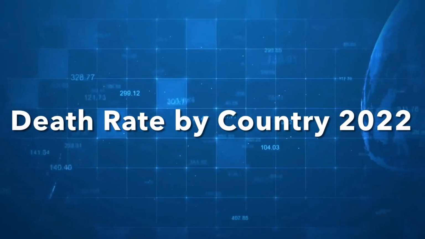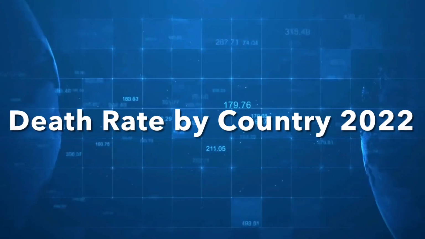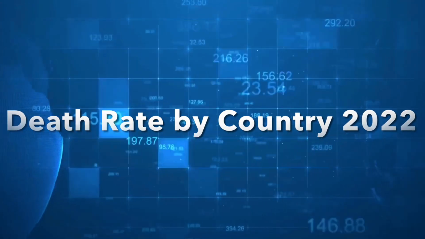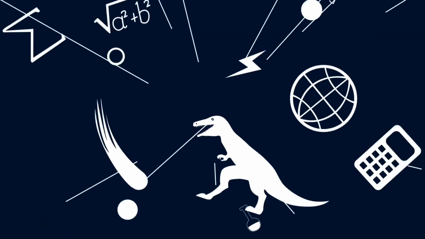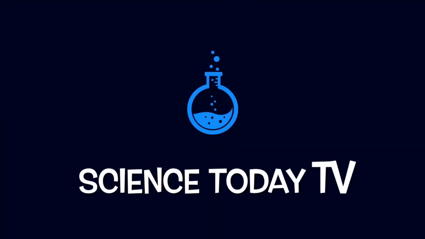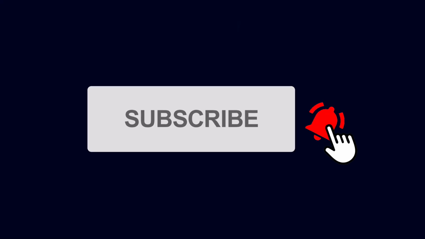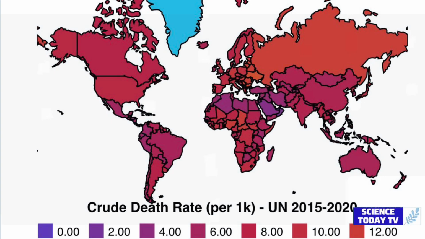Today we want to talk about death rates by country in 2022. Death rate, also known as mortality rate, is the measure of the number of deaths in a particular population during a particular period of time. Typically, it is calculated as the number of deaths per 1,000 people per year.